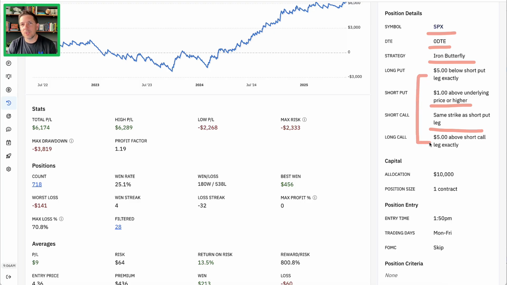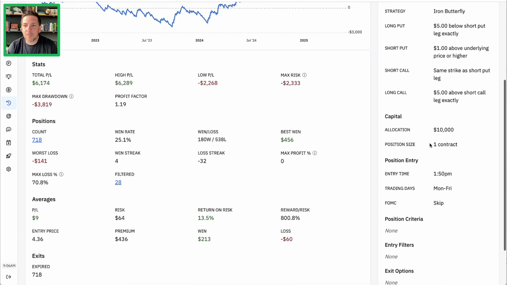So as far as capital requirement, it's going to be a very cheap trade to do. It's not going to require a ton of capital, but it may not hit all the time either. So that's the bad side. The downside too is it may not hit all the time. Starting capital for this test was $10,000. We did one contract at a time, literally one contract at a time.